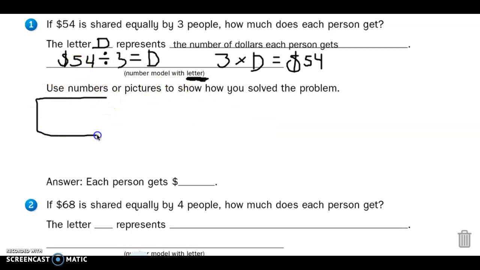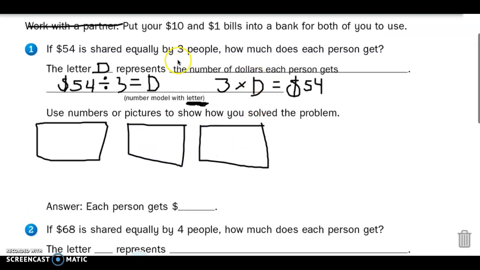Okay, to show how I would use a picture or use numbers, I'm going to use a picture for this one. I'm going to draw 3 people. And, well, I know I'm using $10 bills and $1 bills, so I'm just going to automatically see if I can put $10 in here. Let's see, I have 10, 20, 30. Okay, I'm at 30. Can I put 10 more dollars in each? 30, 40, 50, 60. Oh, it's not going to work. So I need to start putting ones in until I reach 54.